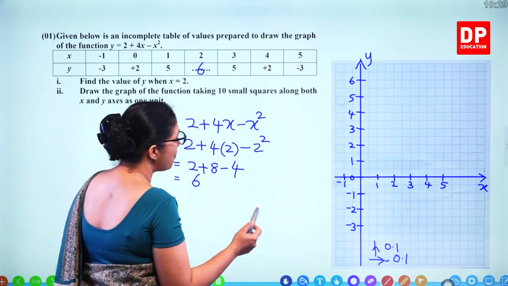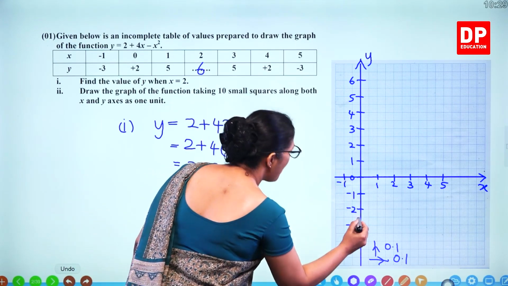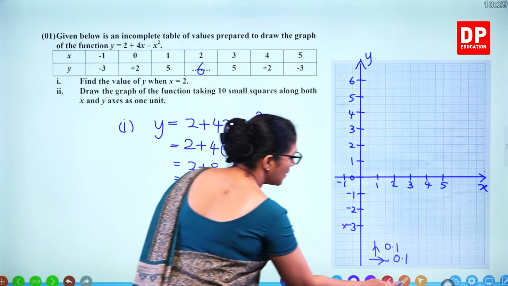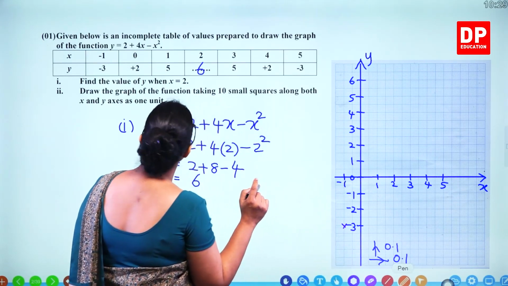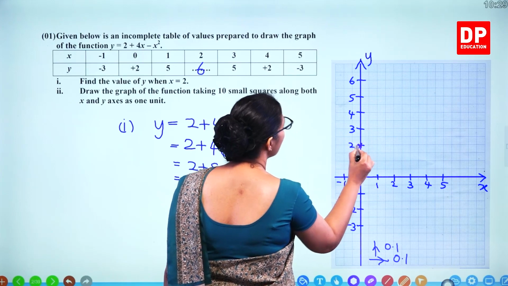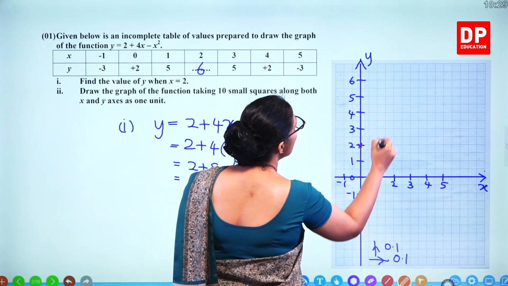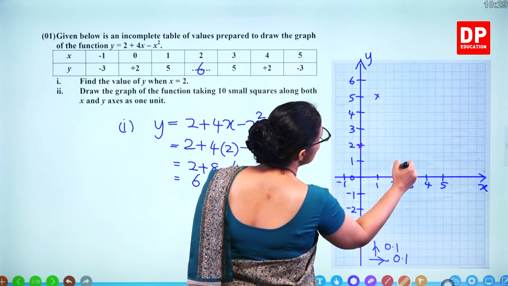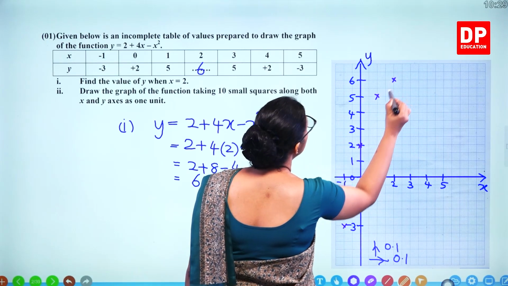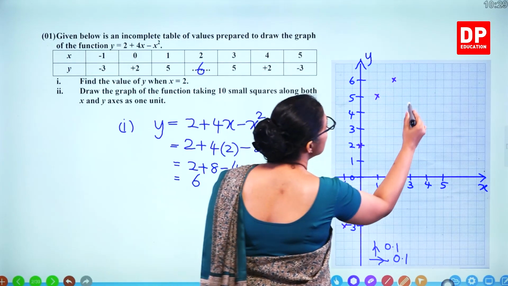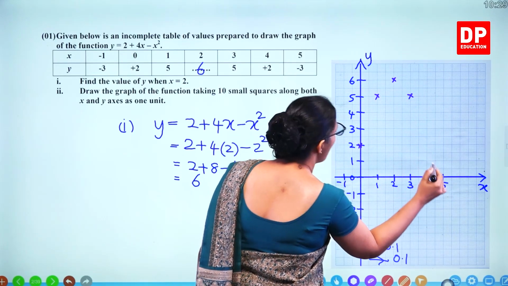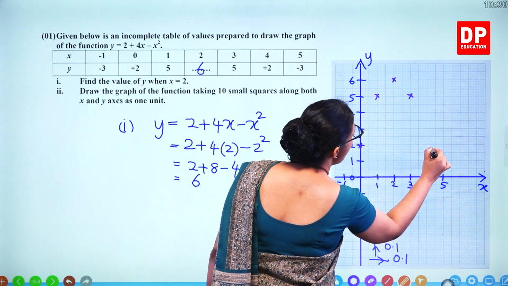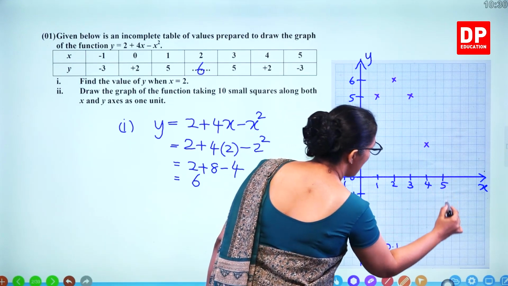So we'll mark the points now. Minus 1, minus 3. 0, 2. 1, 5. 2, 6. 2, 6 here. 3, 5. 4, 2. And 5, minus 3.